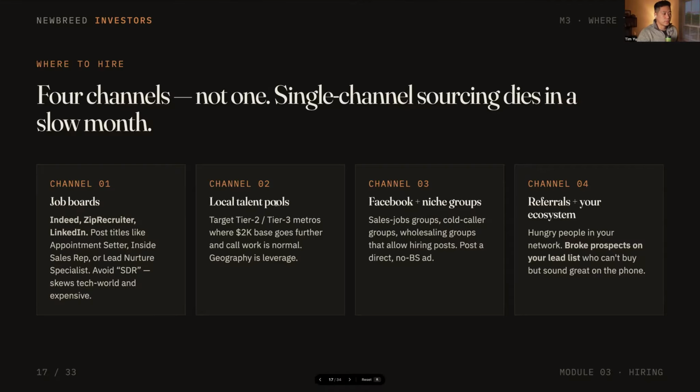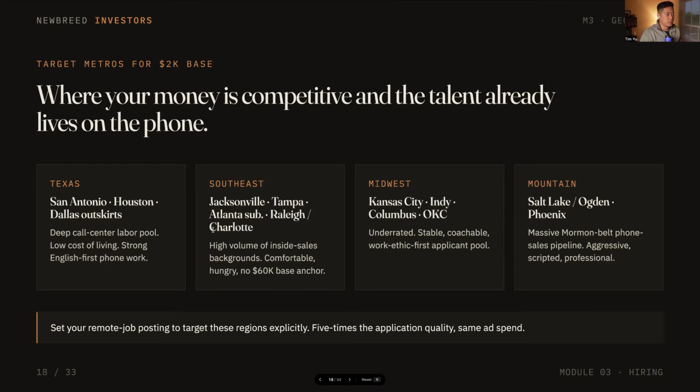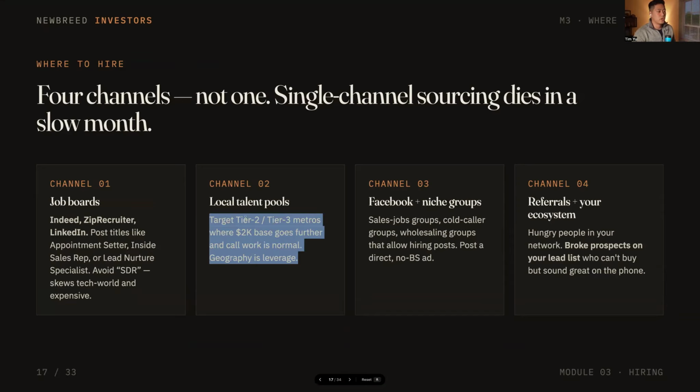Channel two is local talent pools. This is super important here. Oh, I'm skipping ahead. So target tier two or tier three metros. If you guys don't know what that is, basically if you look at a major city, like Houston, that's tier one. Chicago is tier one. Los Angeles is tier one. Tier two and tier three are the outside rings of those cities. So what you want to focus on are people that are in tier two and tier three, because why?